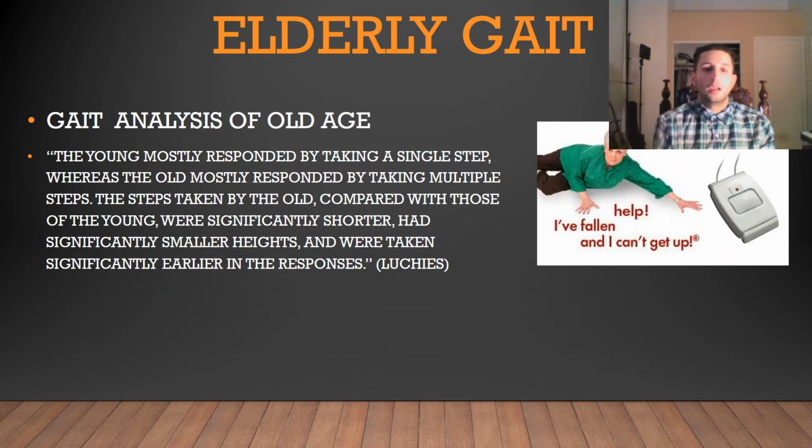when it came to observing this video. And lastly, this study actually compared the gait analysis of young adults versus older patients. The young mostly responded by taking a single step, whereas the old mostly responded by taking multiple steps. As observed, the stride length was very, very small in that patient. The steps taken by the old compared to those of the young were significantly shorter and had significantly smaller heights.